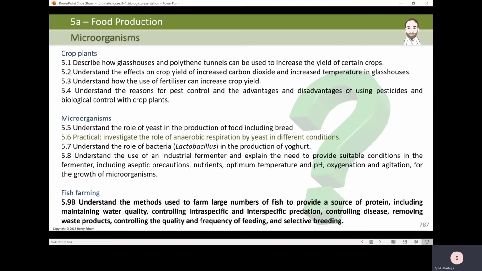Okay, so we've gone through how glasshouses and polythene tunnels can be used to increase the crop yield of certain crops. We can understand the effects on crop yield of increased carbon dioxide and increased temperature in glasshouses, the factors of photosynthesis, and we can understand how the use of fertilizers can increase crop yield. We've also just now understood the reasons for pest control and the advantages and disadvantages of pesticides and biological control with crop plants.